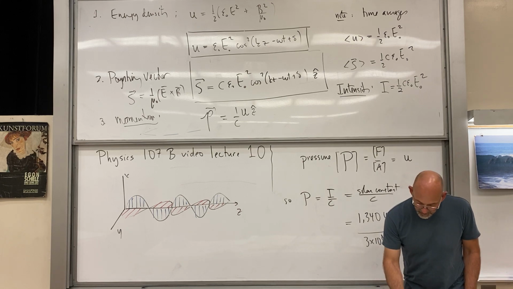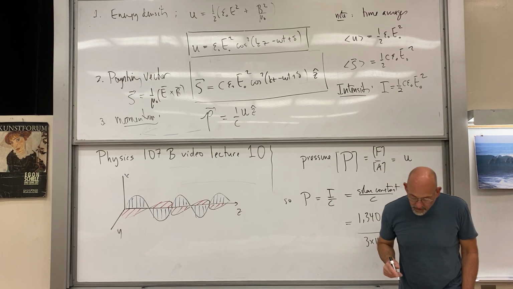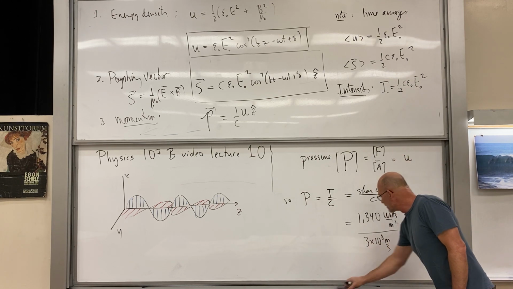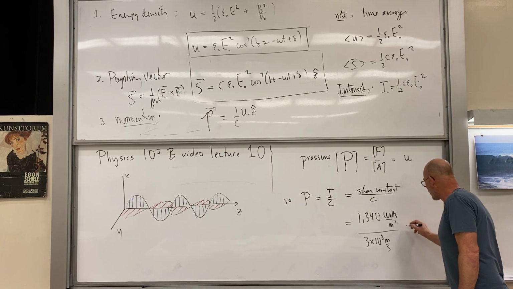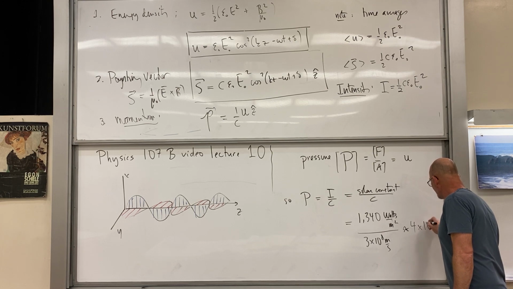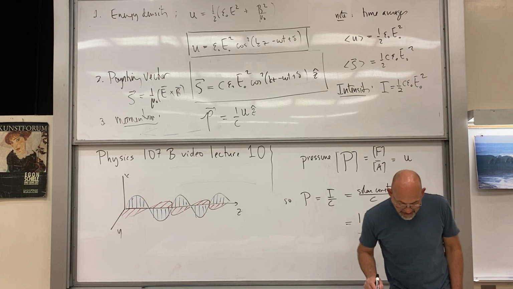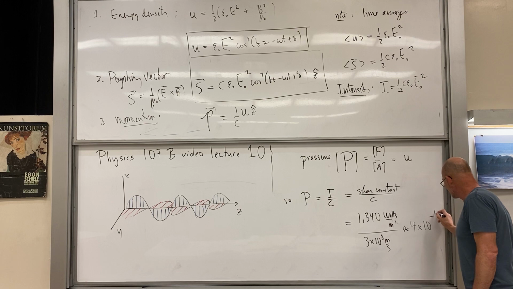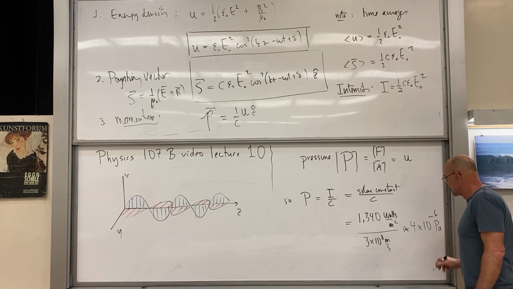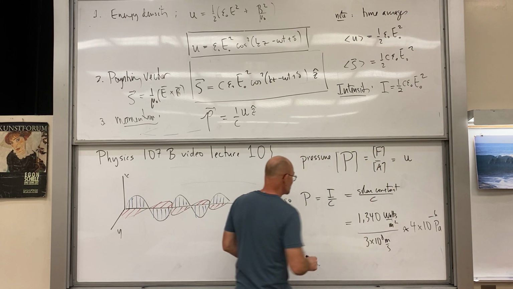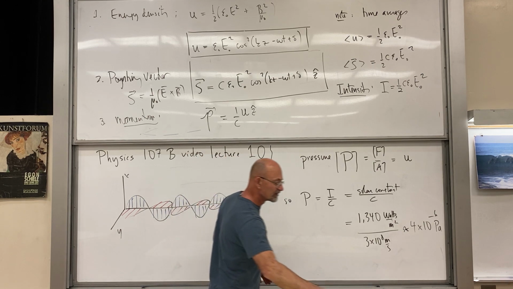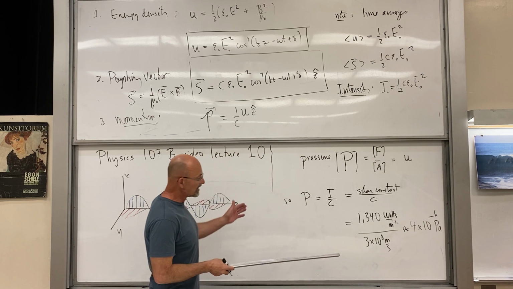we get roughly, what do we roughly get? Roughly 4, a bit more than 4. I'll just write approximately 4 times 10 to the minus 6 Pascal. So that's just the pressure that we get from sunlight at noon.